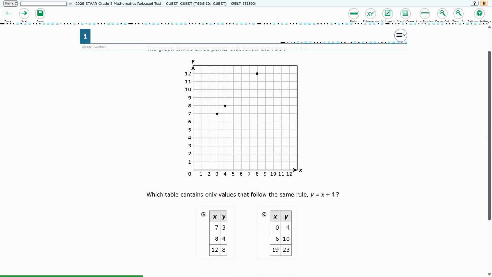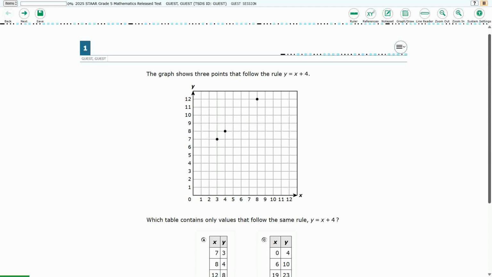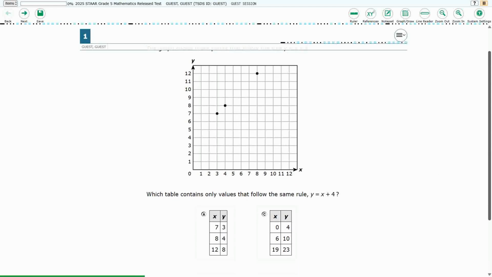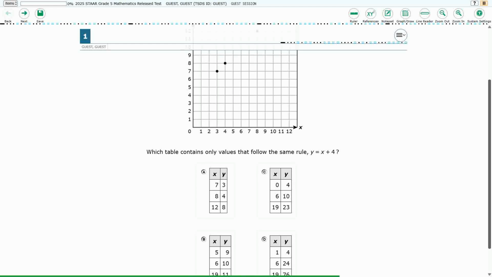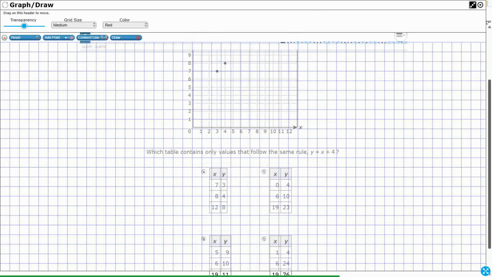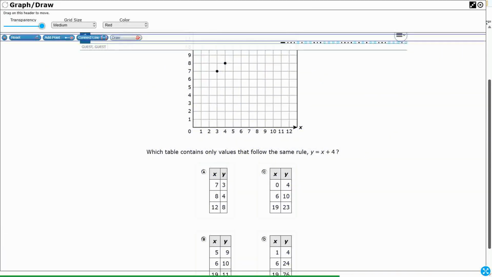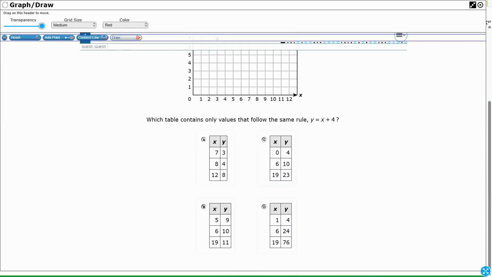All right, so we have a graph that shows 3 points that follows this rule, y equals x plus 4, and then we need to find another table that contains that same rule. Now, for y equals x plus 4, there are two different ways we can solve this. One, we could solve this by just using our number sense and a little bit of addition, right? So y equals x plus 4.